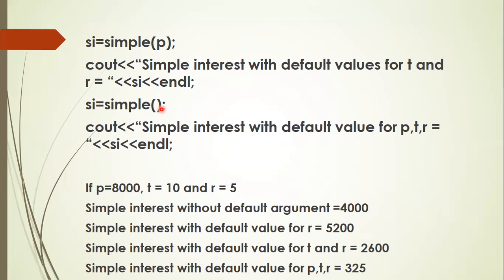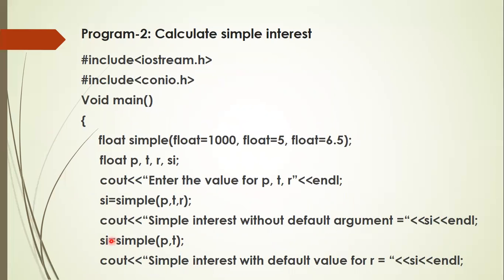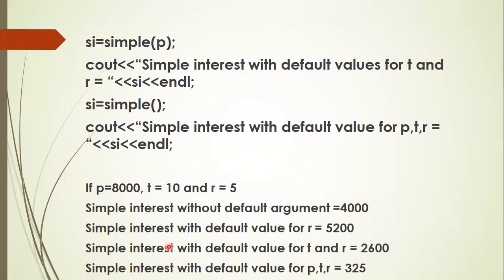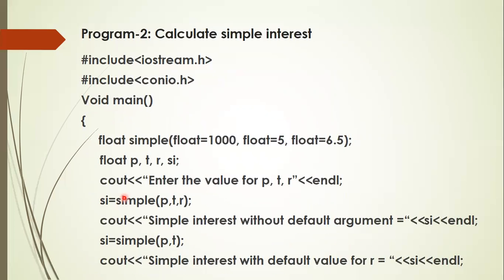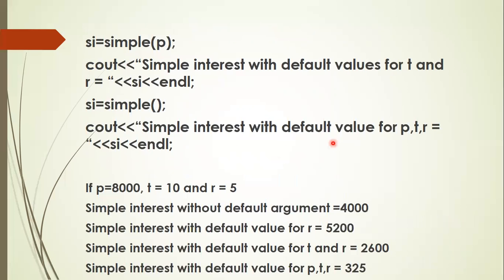The second case, you are calling the function simple with only 2 arguments, P comma T. For the P value, it will make use of 8000. The T value, it makes use of 10. And for the R value, it becomes 6.5, because in the second case, R is missing, and for a missing value it takes 6.5. So here the formula becomes 8000 into 10 into 6.5 divided by 100, and the answer is 5200.